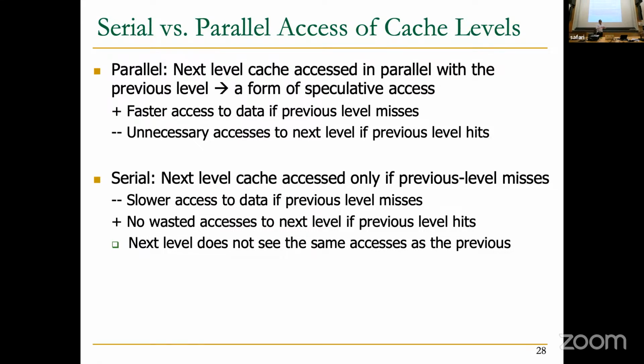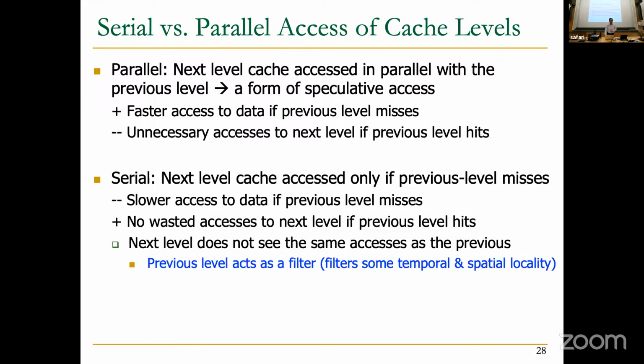Now, the first level cache sees all of the accesses coming from the processor. Next level doesn't see all of the accesses because you don't expose those accesses. Only the missing accesses from the first level are seen by the next level. The next level, only the missing accesses from the second level are seen by the next level. Basically, fewer and fewer accesses are seen by later levels.